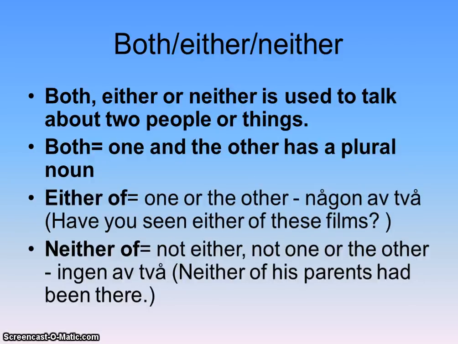The determiners both, either, or neither are used to talk about two people or things. Both means one and the other and has a plural noun. Either of, meaning one or the other. Have you seen either of these films? And neither of is the negative for not either, not one or the other. Neither of his parents had been there.